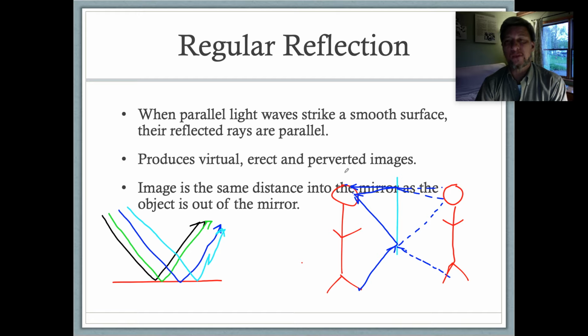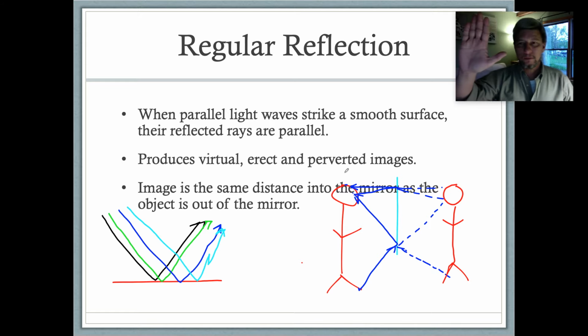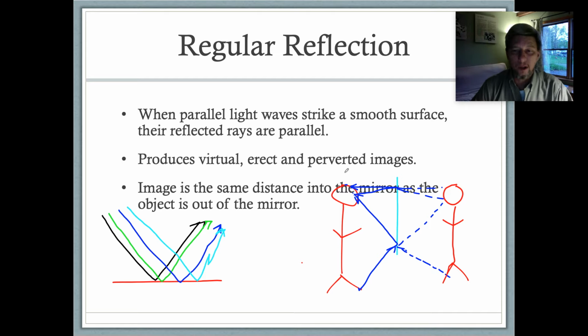And finally, it's perverted. And what that really means in physics anyway is that if you raise your right hand, okay, your image raises its left hand. All right, think about that. Go in the bathroom, raise your right hand, and look at the person that you're staring at. All right, that person has raised his left hand. All right, that's what we mean by a perverted image.